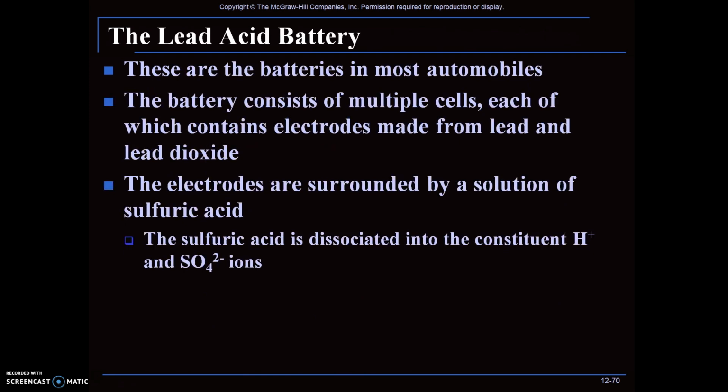The lead-acid battery. These are the batteries in most automobiles. The battery consists of multiple cells, each of which contains electrodes made from lead and lead dioxide. The electrodes are surrounded by a solution of sulfuric acid. The sulfuric acid is dissociated into its constituents, which are H+ ions and SO4 2- ions.